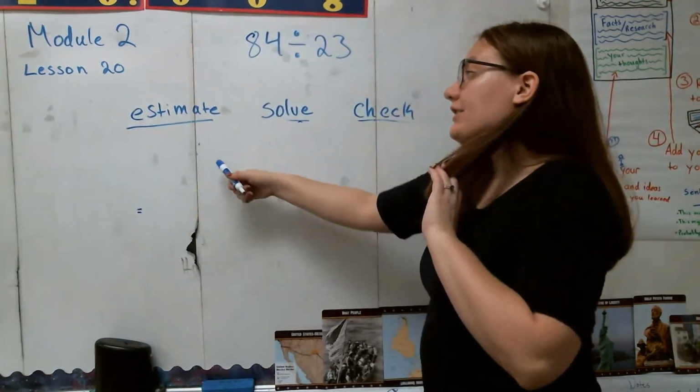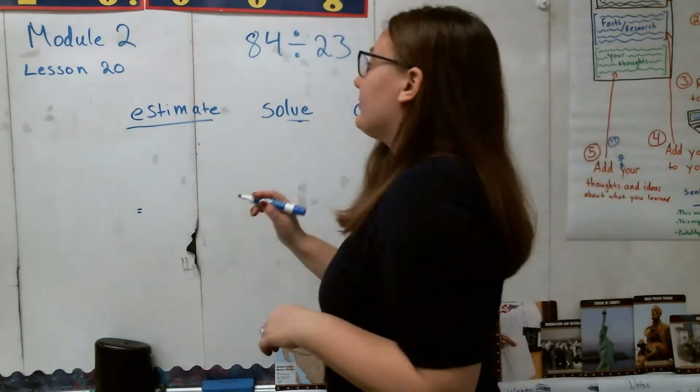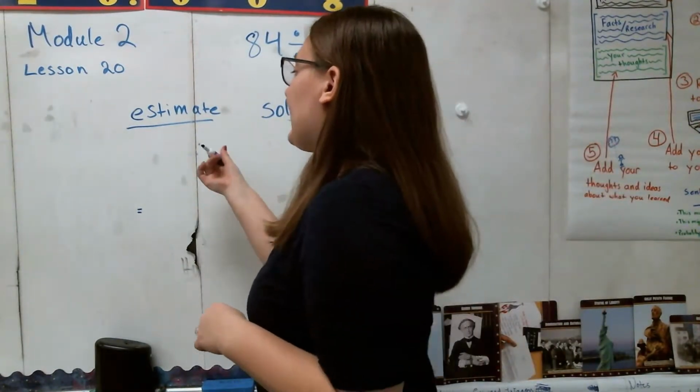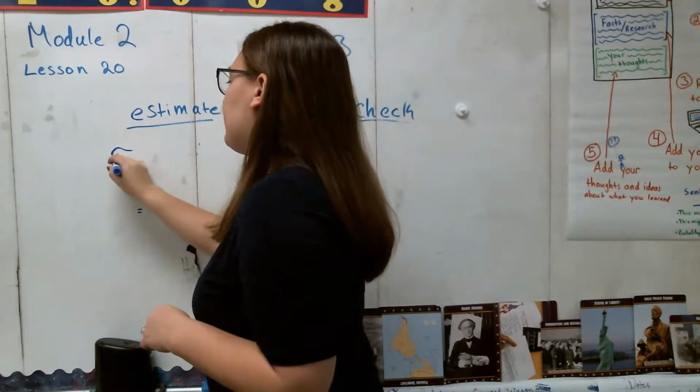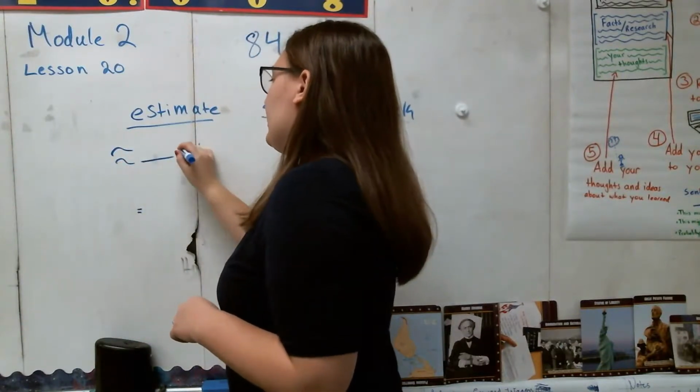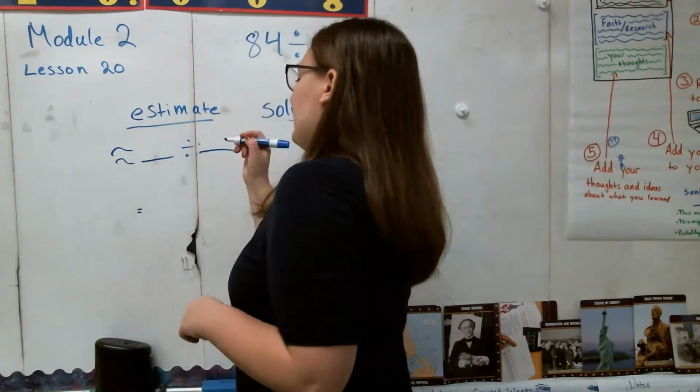I need to start with my estimate. So when I go to start with my estimate, I will write my little wiggly symbols, space divided by the other number.